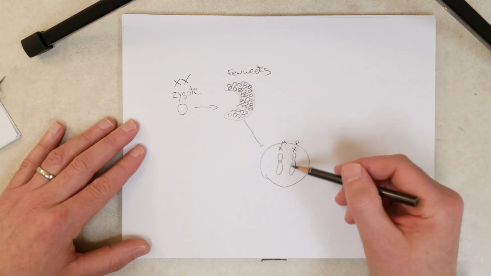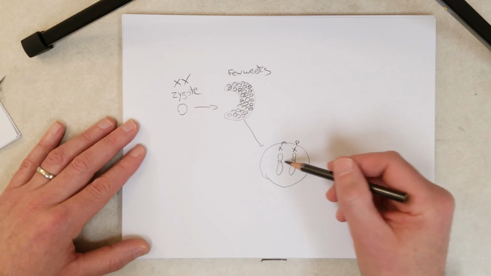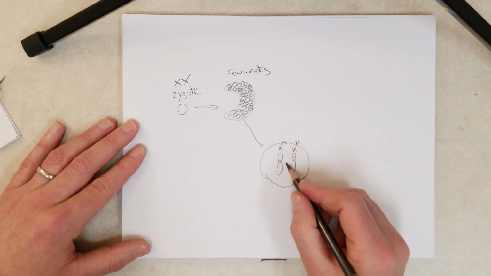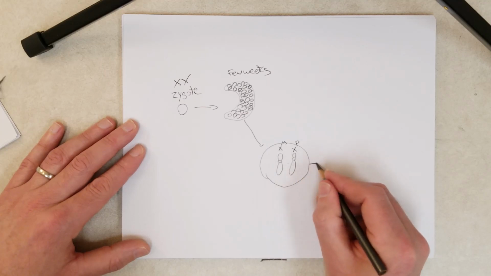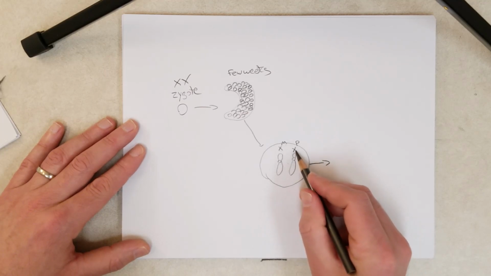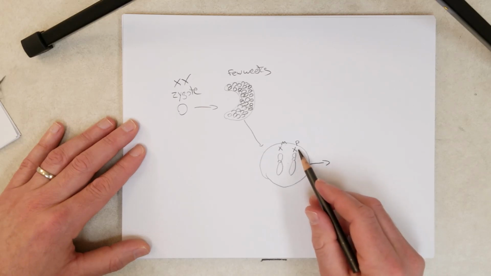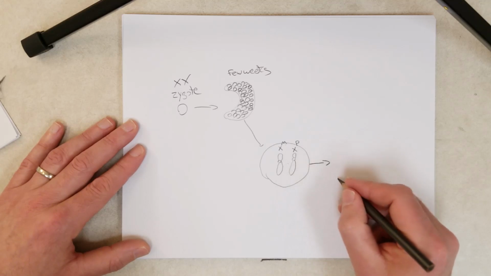Each one of these cells at this time point is going to choose, randomly, one of these X chromosomes to become inactivated. And let's say this cell right here happens to choose the XP as the one that is inactivated. So the paternal X, the X chromosome inherited from the father, is inactivated.